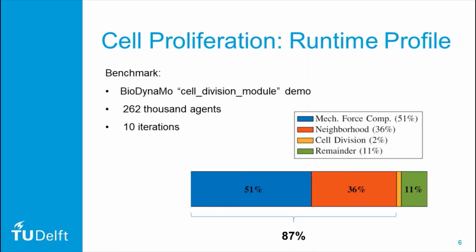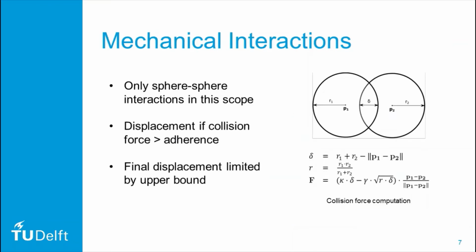We observe that the majority of the runtime is spent on the mechanical interaction operation and the neighborhood searches. Now, the mechanical interaction operation accounts for the collision forces between agents. For the scope of this work, we consider only agents with a spherical geometry. And the force between two agents with an overlap represented by delta on this figure can be computed with the equations shown on this slide. If the force is greater than the adherence of the cell in question, we integrate over the force and obtain the final displacement. Now, the final displacement is generally limited by the user to avoid unrealistically large displacements.